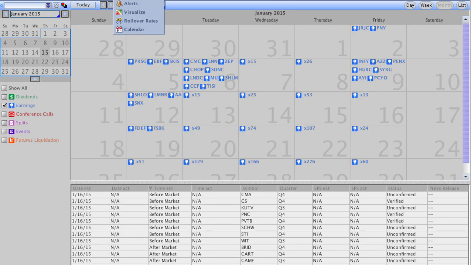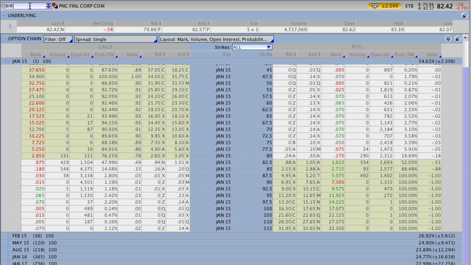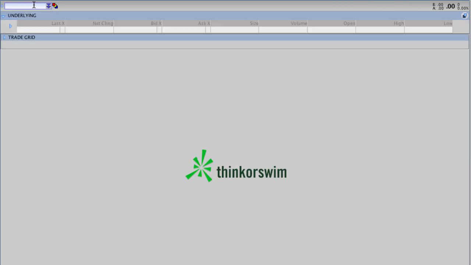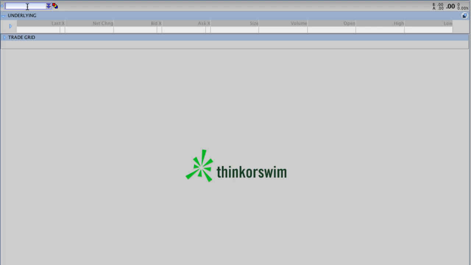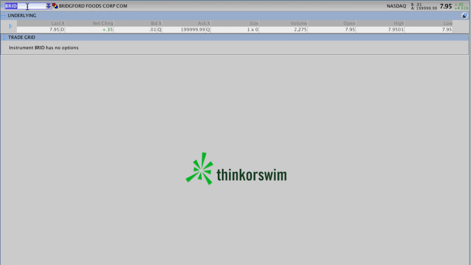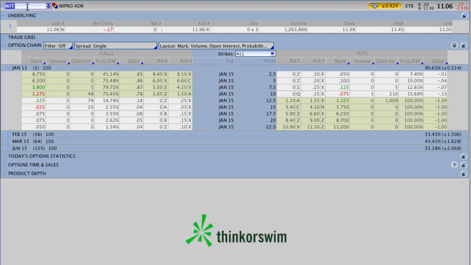Now, some of the other ones that are out there, I think one of the ones that we want to look at is BIRD, I believe. Oh, no, which one is it? Hold on one second. Oh, it's WIT. Okay, this is another one that has earnings. I'm sorry, it was WIT. So this is another one that has earnings that are being announced tomorrow.